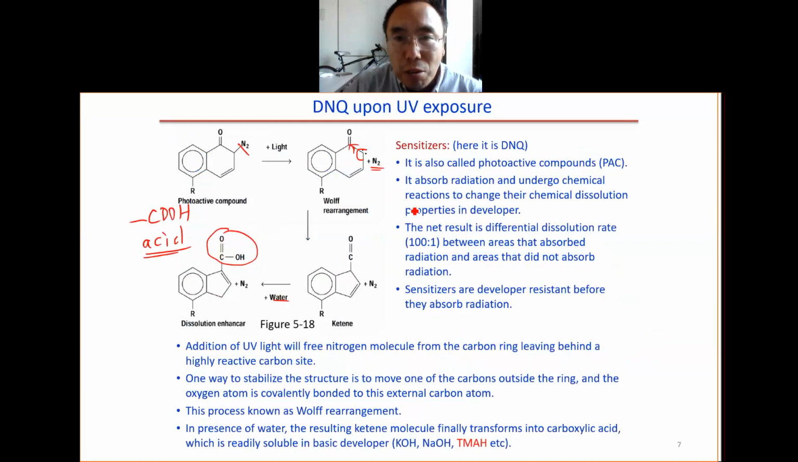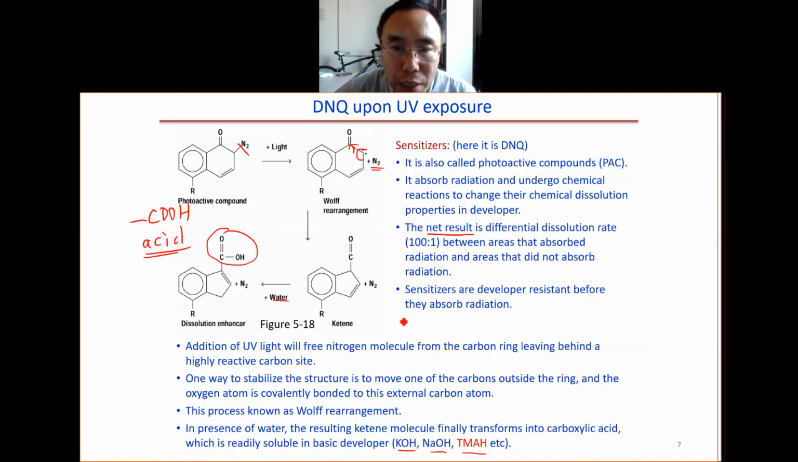The net result is called differential dissolution rate, which is 100 to 1. That means before light, the dissolution rate is only 1% of the dissolution rate after exposure. We can also say that exposure by the UV light makes it 100 times more soluble in the developer. The developer is the base solution, as we said, KOH, NaOH. It can also be TMAH.